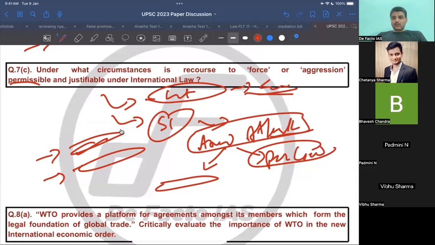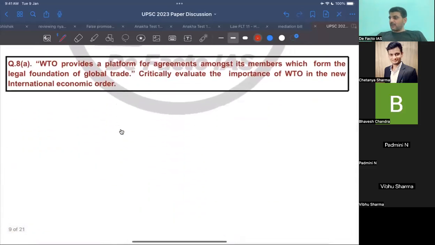चलिए नाउ लेट्स कम टू क्वेश्चन नंबर 8A. अब ये देखिए, ये बड़ा अच्छा क्वेश्चन था, है ना? जो जो पढ़ा होगा उन्हीं को समझ में आएगा. WTO provides agreement amongst its members, which forms the legal foundation. Evaluate the importance of WTO and new international economic order.